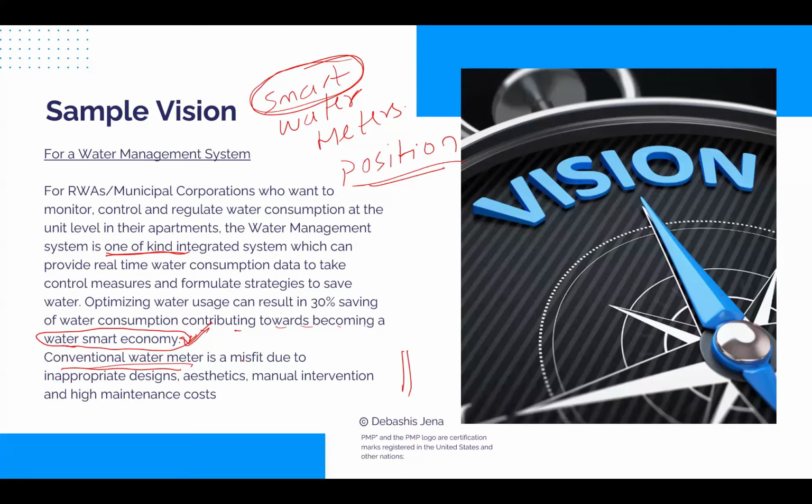So we are saying the conventional water meter is a misfit due to a lot of reasons, like inappropriate designs, compromising on the aesthetics of the apartment, manual intervention needed to take readings and all, and hence high maintenance cost. So see, these are all drawbacks. That's how our smart water meters will overcome all of these challenges, and that's how the conventional ones are no match to our smart water meters. So this is an example of a vision statement. I hope you got a feel. If somebody has a question on vision statement, please stop me right now.